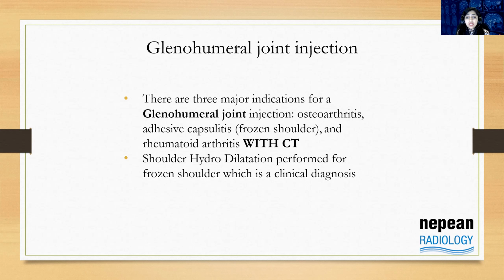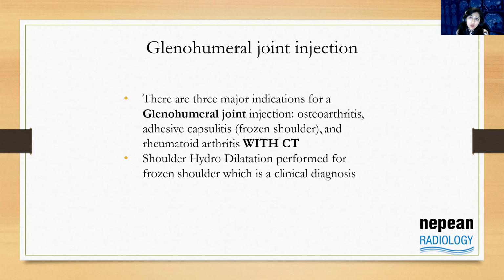But with adhesive capsulitis or frozen shoulder, we usually do CT guided hydrodilatation, because we give a lot of fluid to dilate the glenohumeral joint and to break all the adhesions which are present within the capsule. So that's a different procedure. But for osteoarthritis and rheumatoid arthritis, we can inject into the joint. And again, it's your personal preference.